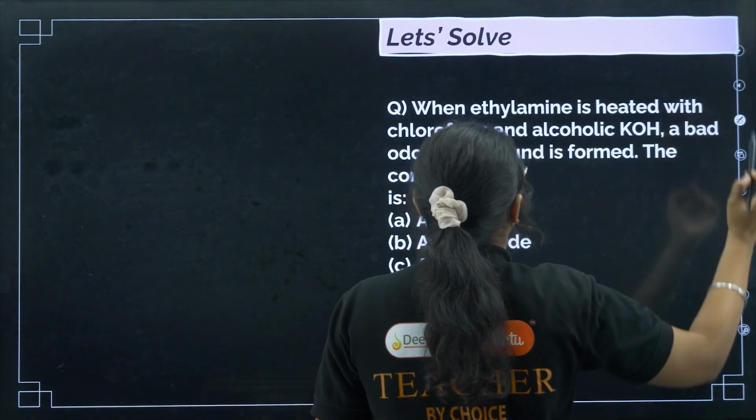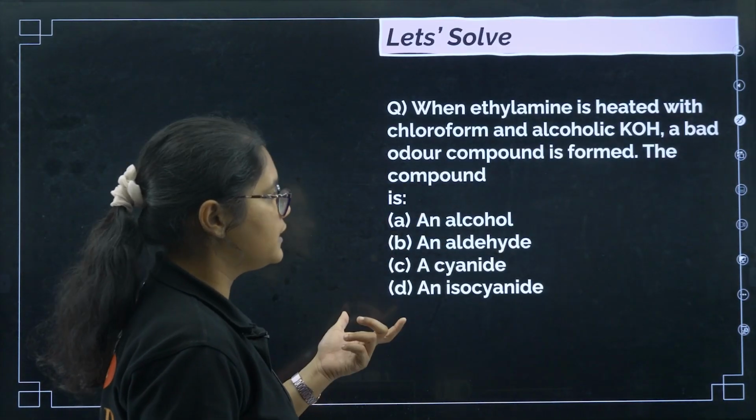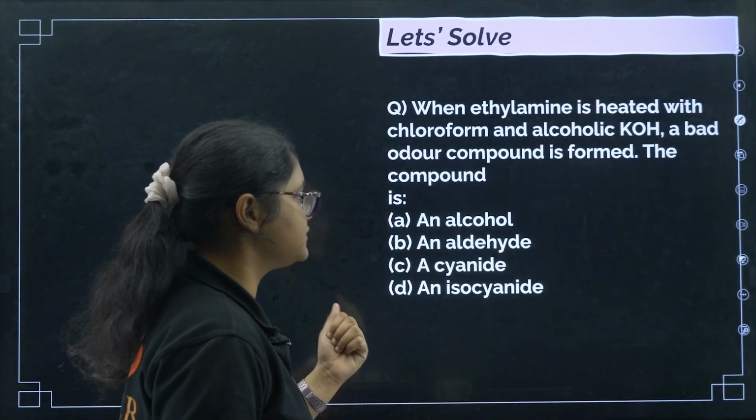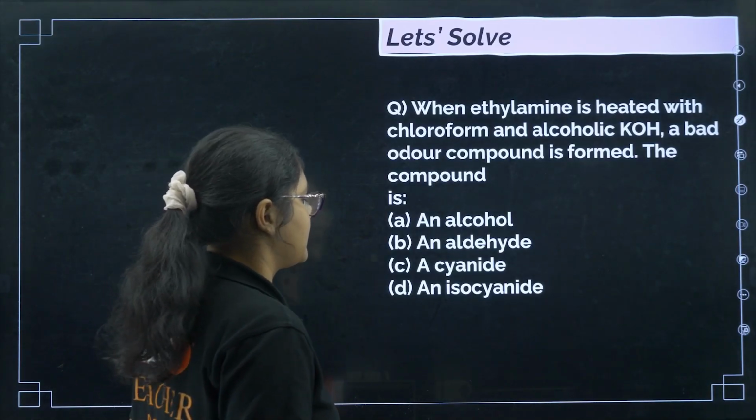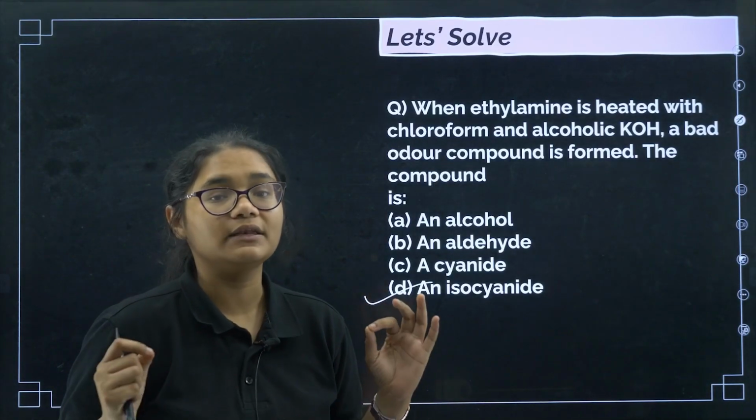Next, when ethylamine is heated with chloroform and alcoholic KOH, a bad-odor compound is formed. I have already discussed that primary amines will react. This is called the carbylamine reaction.